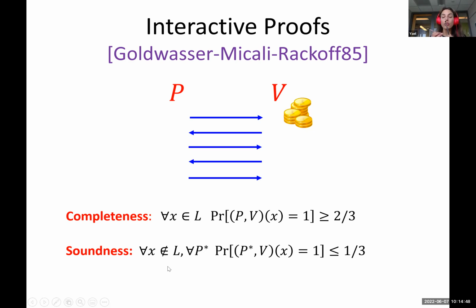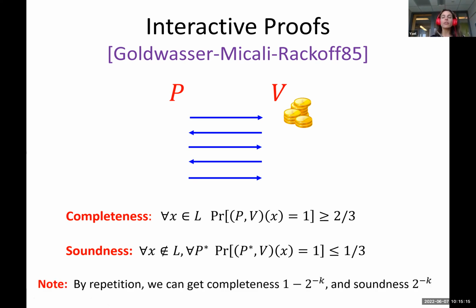But the soundness says if they're the same, then for any cheating prover, P star, he's going to convince the verifier to accept with small probability. And here I wrote 1/3. What I want to say is this 1/3 and 2/3 are arbitrary. The only important thing is that there's a gap between them. And the reason any kind of constants with a gap is good enough is because at the end of the day, we can repeat this protocol many times. Let me call it K. Think of K as 100 or 200, whatever. We're going to repeat it many times.